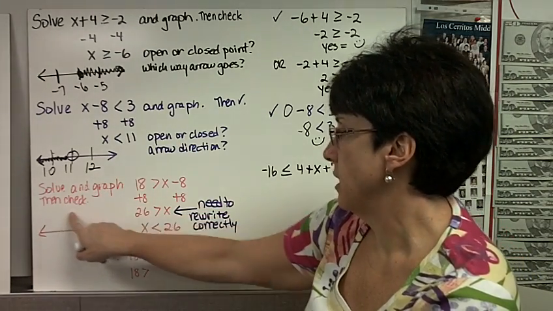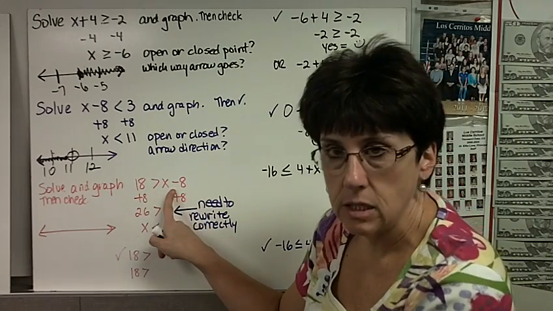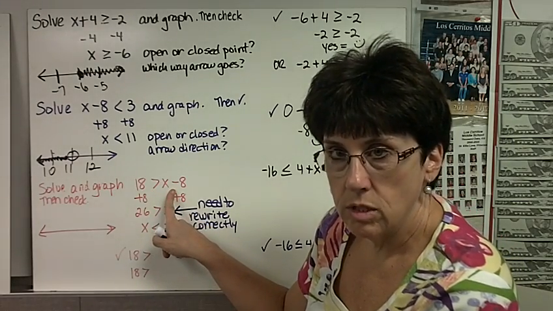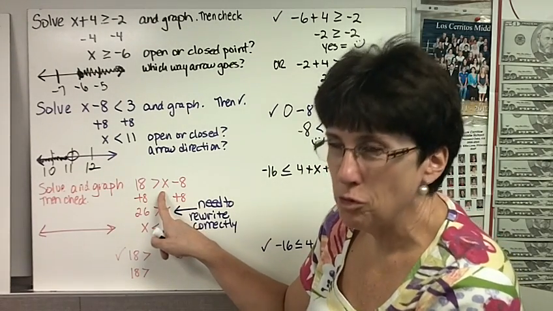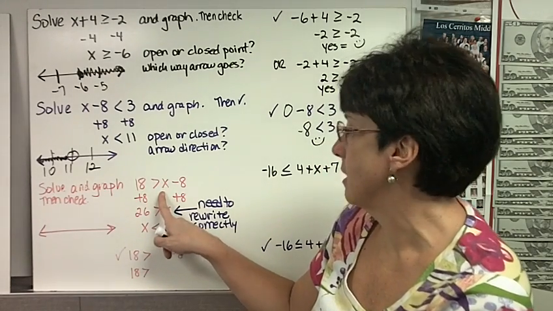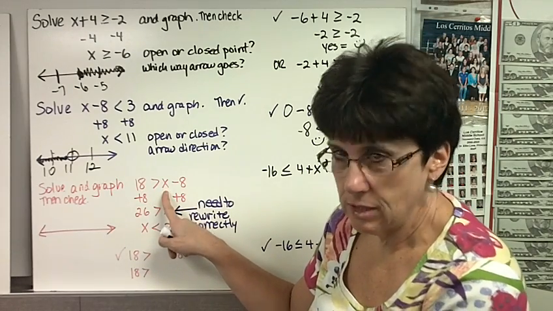Solve and graph, then check. 18 is greater than x minus 8. What's wrong with this problem? I can't do this problem. It's written the wrong way. No, you can do the problem. Okay, we'll just fix it at the end. We don't need to fix it now. Just because the x is on the right now, that's okay.